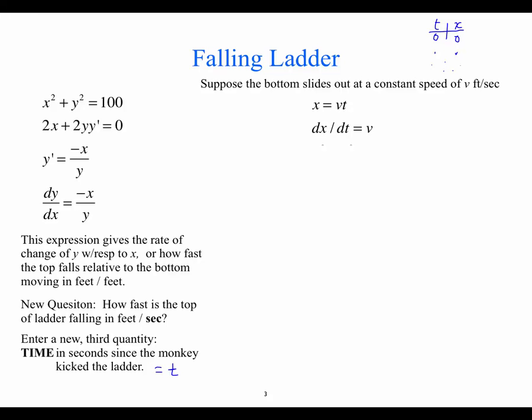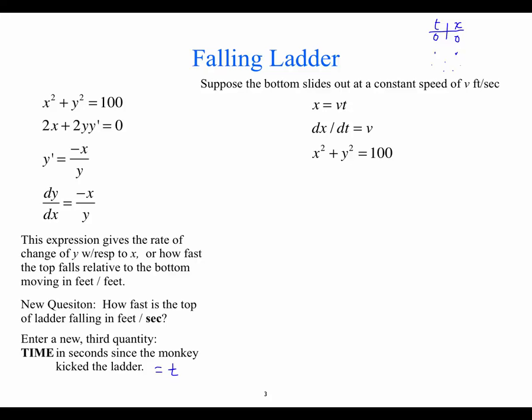Okay. So this means that our rate of change of x with respect to t is v. Right? If it's vt and you take the rate of change, then your rate of change will be v. But that's what I told you in the first place. I said that the rate of change of x was constant at v. Okay, so these two statements should make sense.